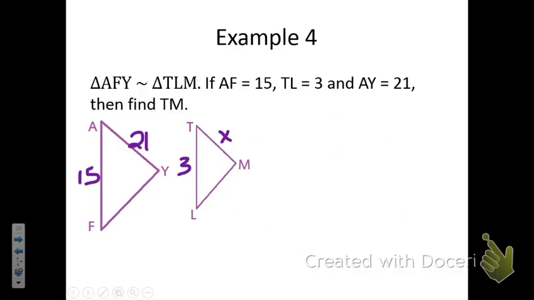We know they're similar, so we know their sides are proportional. So I need to figure out what's corresponding. So if I have my 15, what does it correspond with? 3. And then what's my other pair?